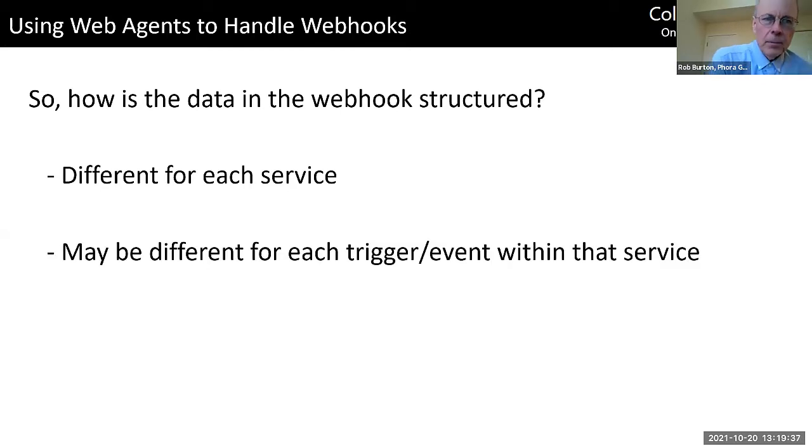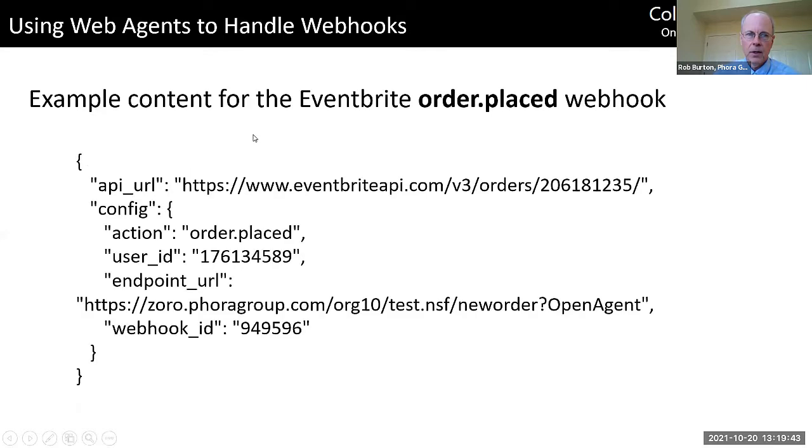Here's another problem. Even for the same service, it may be different for different triggers and events within that service. Here's an example of the content that we get from Eventbrite for that order placed webhook. As you can see, it's in JSON. It doesn't give you a lot of information. It does tell us the action, though. In this case, the action is order placed. But aside from that, this is kind of useless.